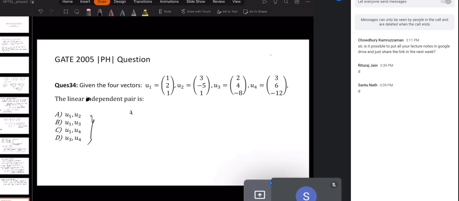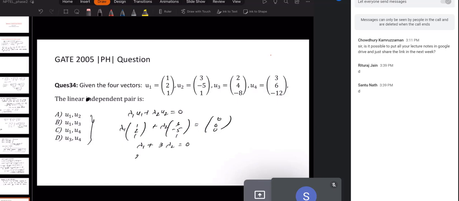So you can just check this. For example, first option is lambda 1 u1 plus lambda 2 u2 is equal to 0. So you can just write lambda 1 times (1, 2, 1) plus lambda 2 times (3, -5, 1) is equal to 0. So what we'll get is lambda 1 plus 3 lambda 2 is equal to 0, 2 lambda 1 minus 5 lambda 2 is equal to 0, and lambda 1 plus lambda 2 is equal to 0. So from this equation, you can get lambda 1 is equal to minus lambda 2.